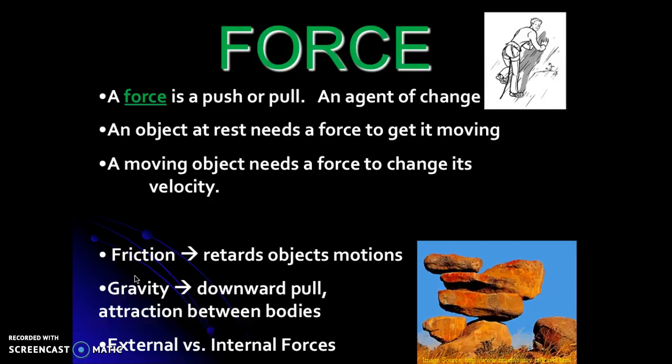Now, in the same way, an object that is moving needs something to cause it to stop moving or change direction, and again, that something is a force. So we have things like the force of friction, which retards the motion of something moving, like the friction of the road on your tires. We have the force of gravity, which is the downward pull attracting the planets to the sun, the moon to the earth, and you to the earth.